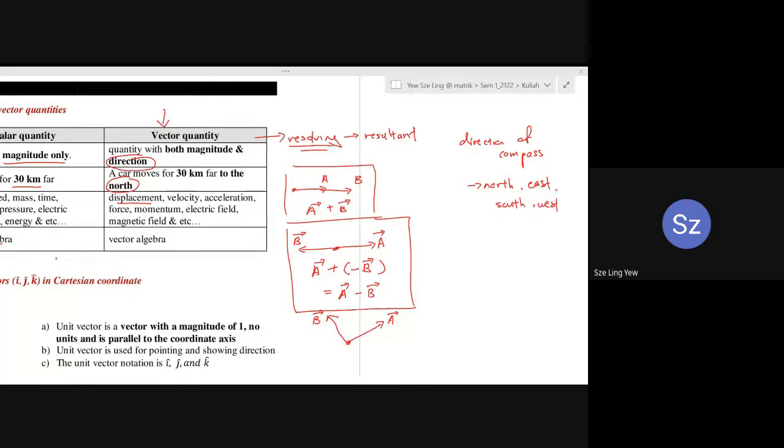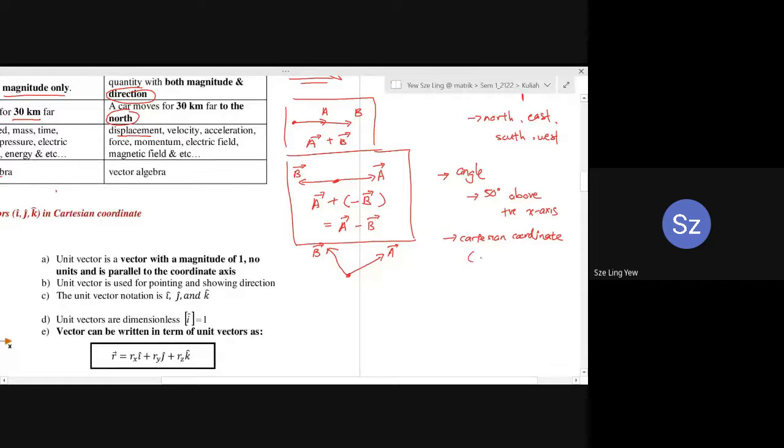And then the second thing, we can use angle. Okay, we can use angle. So for example, 50 degrees above the positive x axis, or 50 degrees above a horizontal line. Okay, and then the next thing is a Cartesian coordinate. Okay, this is also another method we can use to describe location. So let's say x is located at 5 meters from the origin, and then y is 10 meters from the origin, for example.